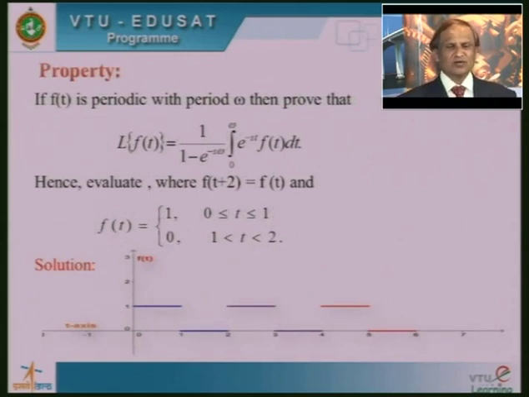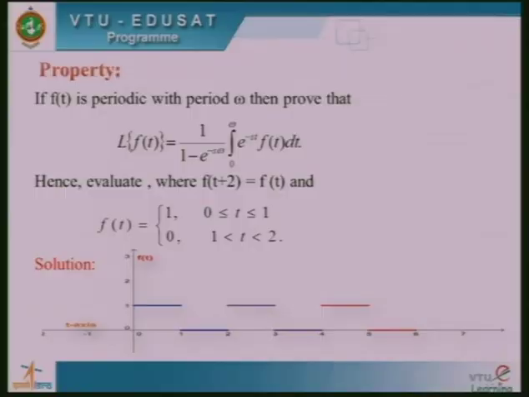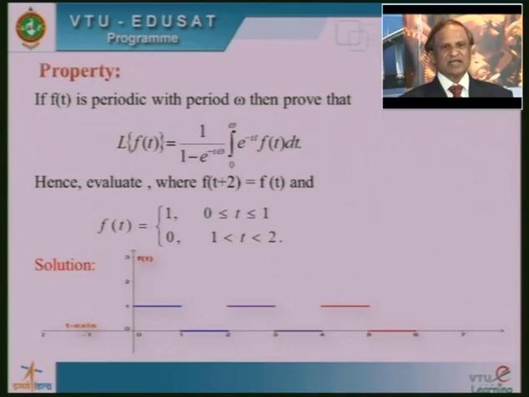Friends, just now we have discussed examples of periodic functions. Now we want to discuss one important property of periodic functions. If f of t is periodic with period omega, then we can prove that the Laplace transform of f of t is equal to 1 divided by 1 minus e to the power minus s omega, times the integral from 0 to omega of e raised to minus st f of t dt. Hence, evaluate where f of t plus 2 is equal to f of t, and f of t is equal to 1 for 0 less than or equal to t less than 1, and 0 for 1 less than t less than 2.